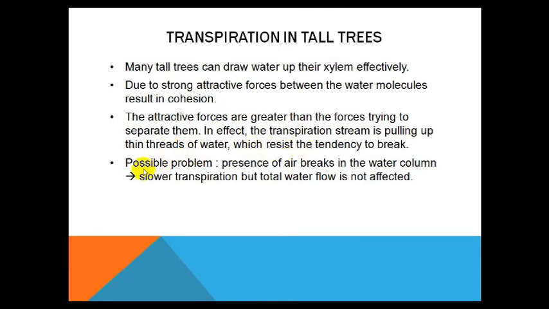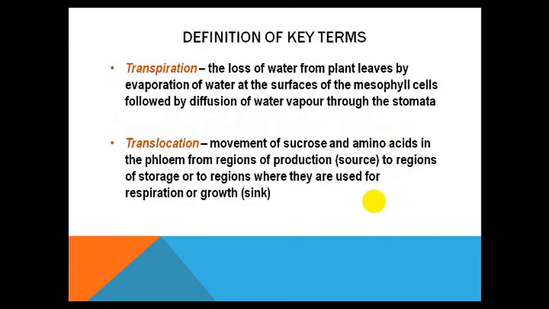There is one possible problem highlighted: the presence of water breaks in the water column. This can be avoided because in taller trees they tend to have a slower transpiration rate, but total water flow is not affected. If you don't really understand this, you can PM me on the website. Moving on, we're done.